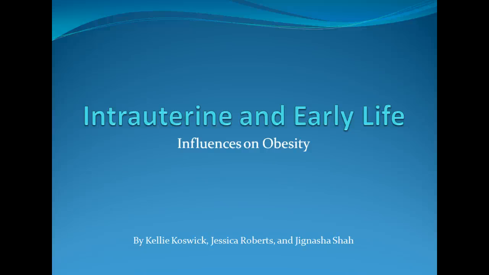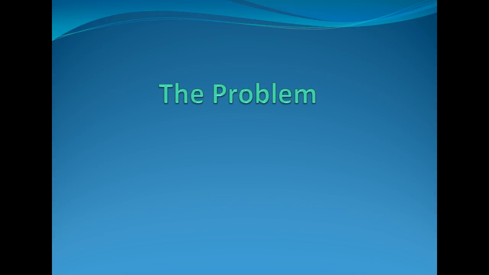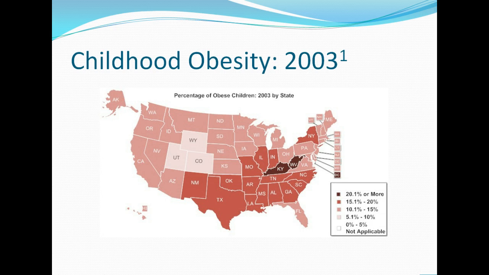We want to take a look at intrauterine and early life influences on obesity. So the problem is the obesity epidemic in the United States continues to grow. If you look at the data for childhood, which is the earliest recorded data for obesity, we can look at the map from 2003 and see that most of the states are below 15 to 20% at this point, and those who are not generally stay within that 15 to 20% area.